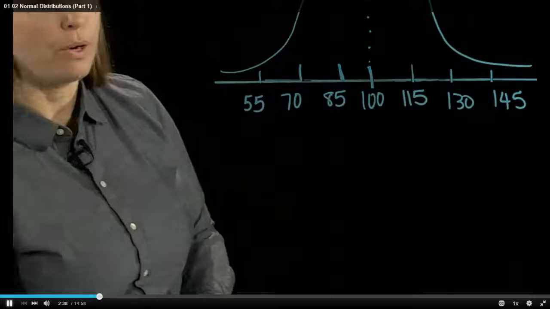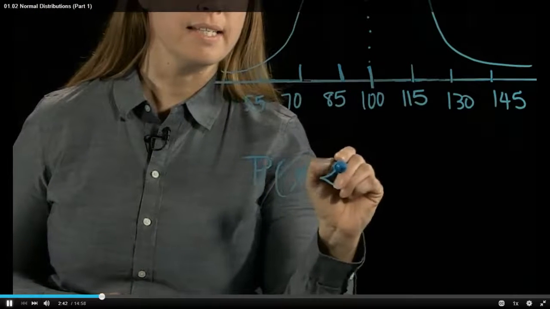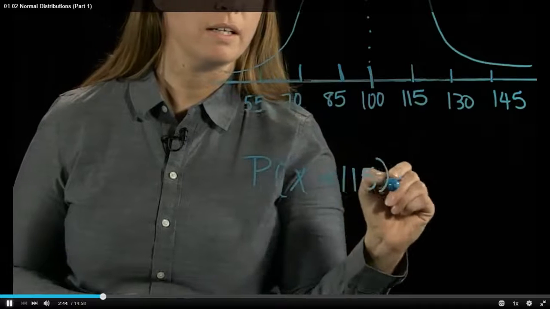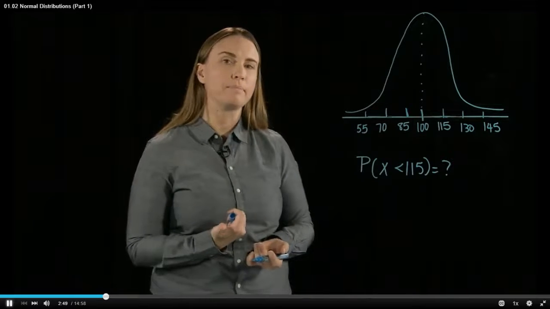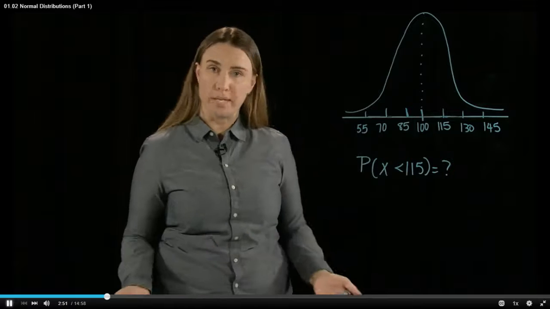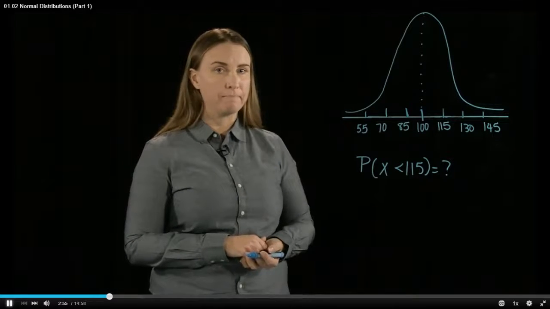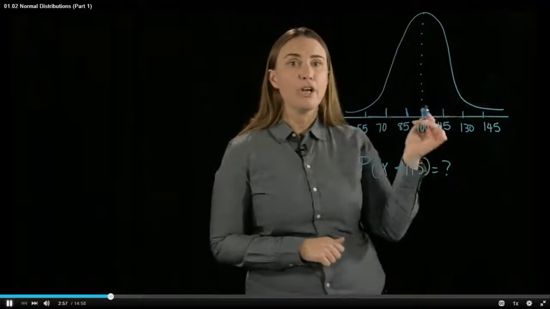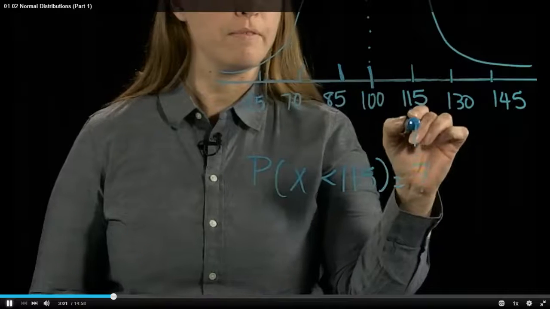If my IQ is 115, what's the probability someone will score less than me? Or, in math speak, what's the probability x is less than 115, where x equals a person's IQ score? If my IQ is 115, what is my percentile? We will solve this using the empirical method. And to find that, you start with finding where your IQ is on the normal curve. 115 is right here.